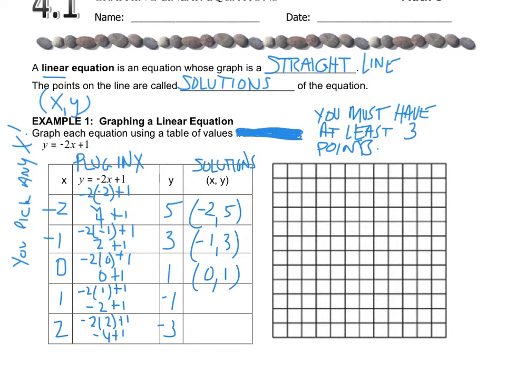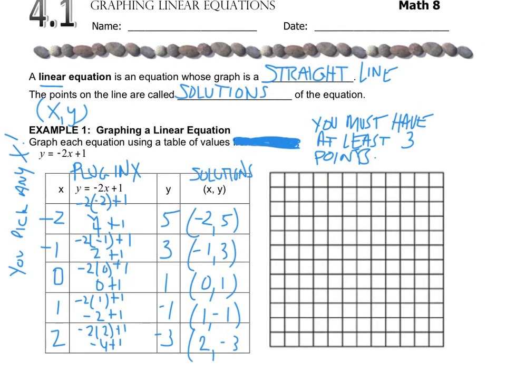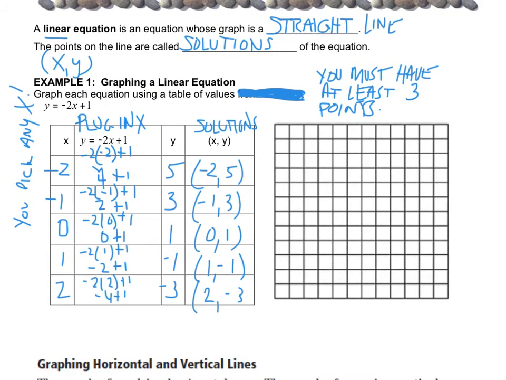I can plot that point. Negative 1 comes out when 1 goes in, and when 2 goes in, negative 3 comes out. So the whole idea of all of this table work is that we are trying to create this column of solutions so that we can show it on a graph.